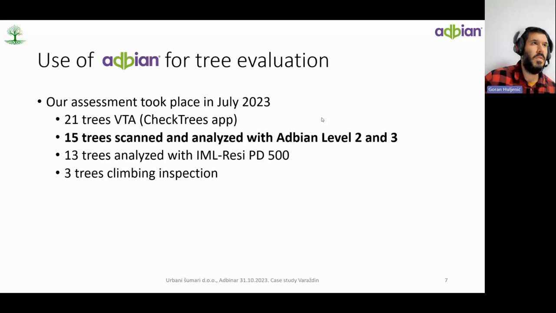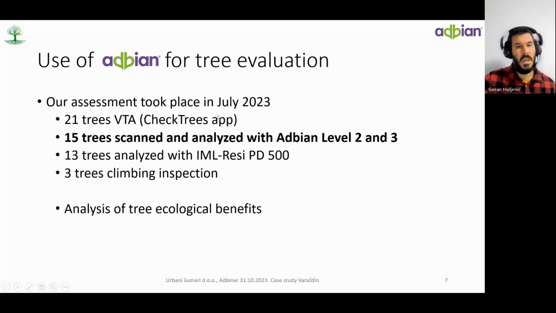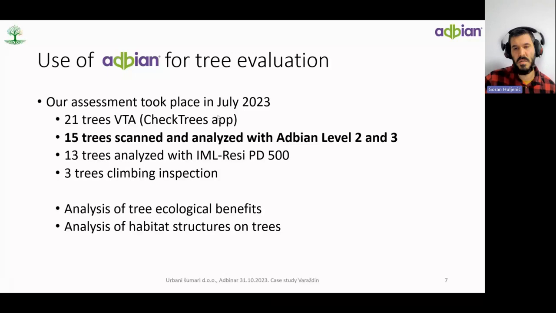images, measuring the distance where they are taken. And 13 trees were analyzed with the resistograph. And on 3 trees, we did a climbing inspection just to check what's going on in the higher canopy. And we also did the analysis of the tree ecological benefits and habitat structures on the trees.